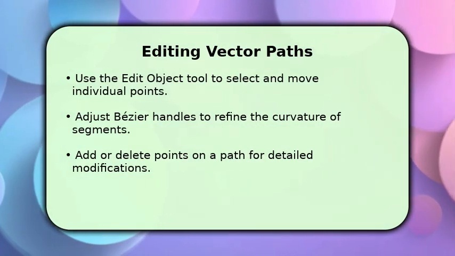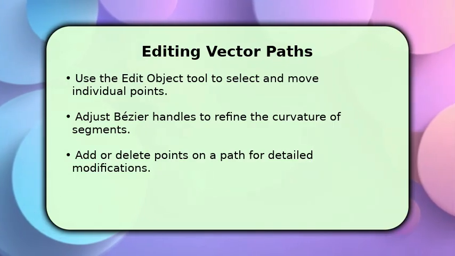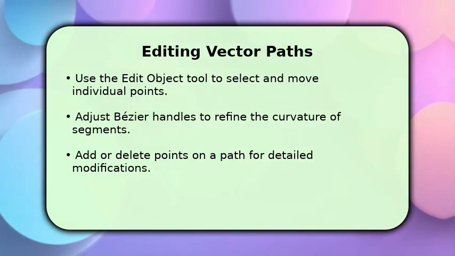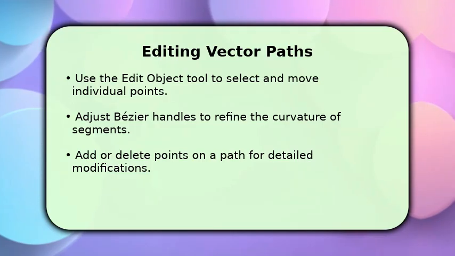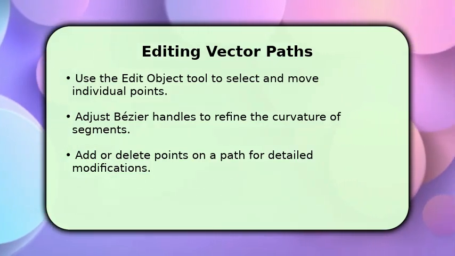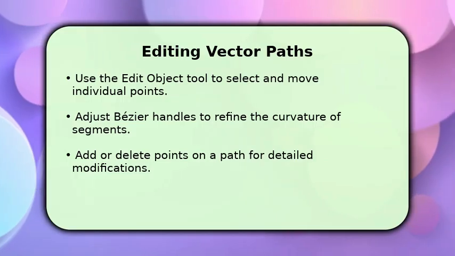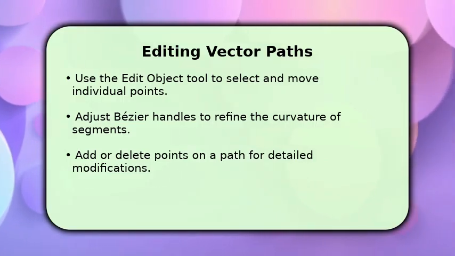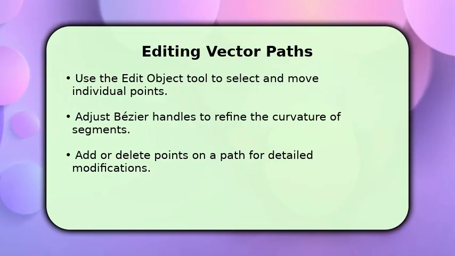Once your vector path is drawn, editing is straightforward. Select the Edit Object tool, often found next to the Pen tool, to access individual anchor points. You can click and drag these points to reposition them, altering the shape's outline. Adjusting the Bezier handles allows for precise control over the curve's smoothness. You can also add new points to a path or delete existing ones to fine-tune your vector graphic.